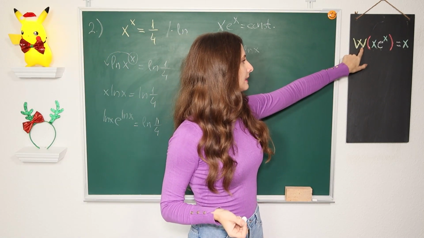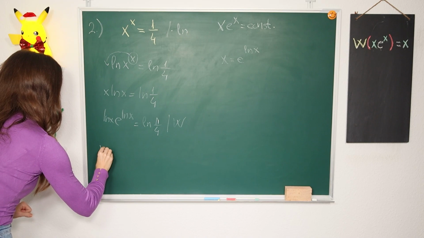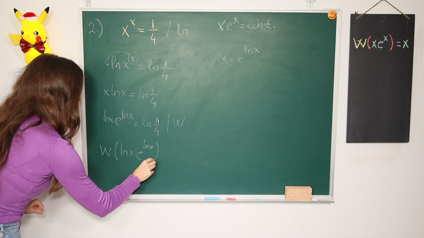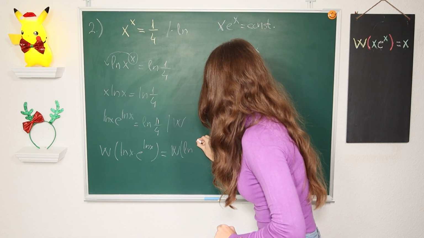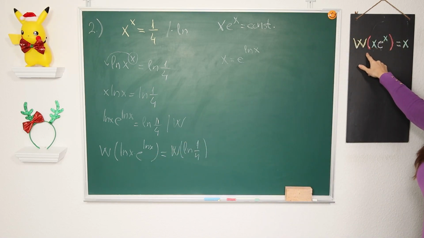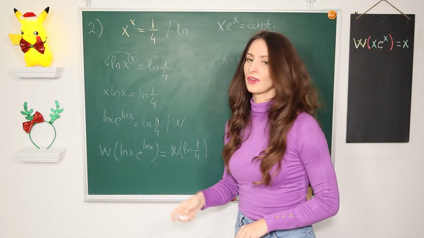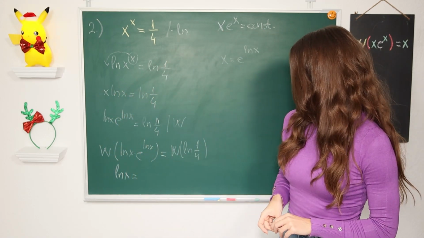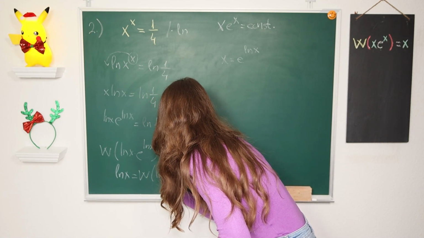And now at this moment we can apply the W function. And we have W of ln of x e to the ln of x is equal to W of ln 1/4. And we know, using this here, if you have the same variables, you will get just the variable. And we have ln of x, that means we will get just ln of x is equal to W of ln 1/4.